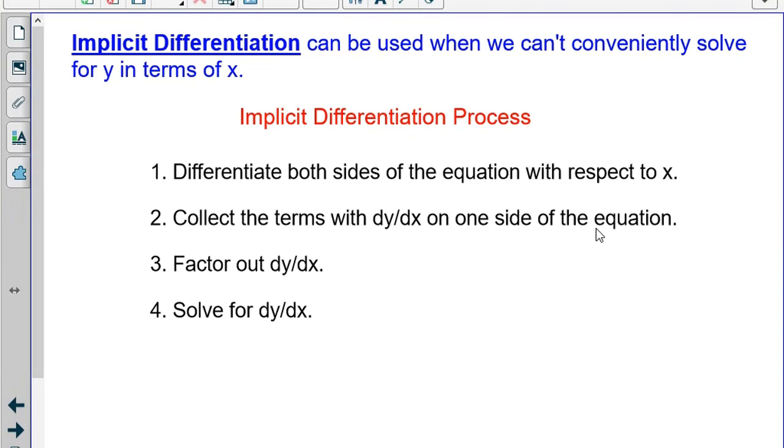So with implicit differentiation, this can be used when we can't conveniently solve for y in terms of x. Here's the process. Step 1, differentiate both sides of the equation with respect to x. So that's being dy dx when you're taking a derivative of y, and doing dx dx, which is really just like putting 1 when you take a derivative with respect to x of a variable x. Number 2, collect the terms of dy dx on one side and put everything else on the other side. Step 3, factor out dy dx. Step 4, solve for dy dx.